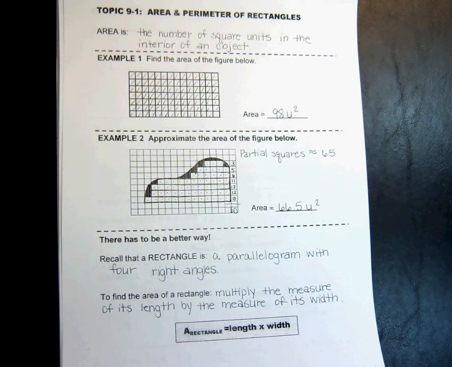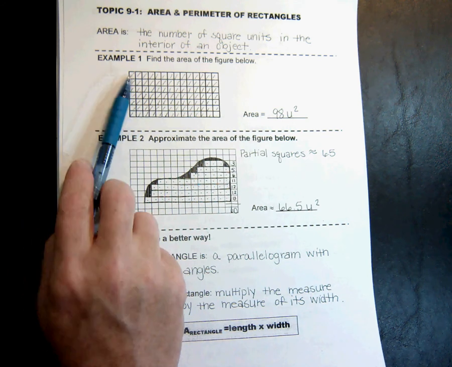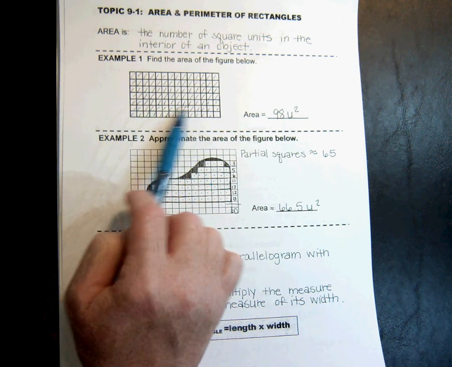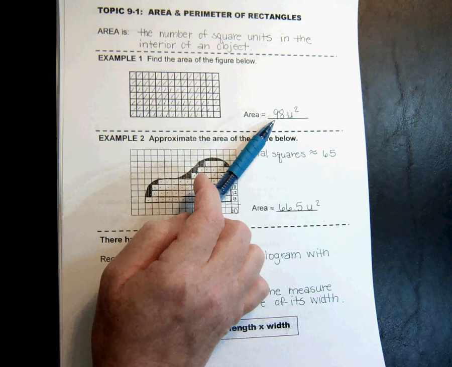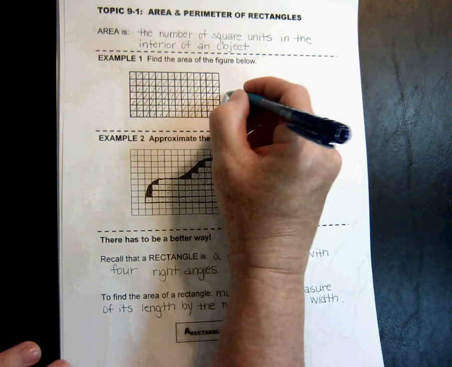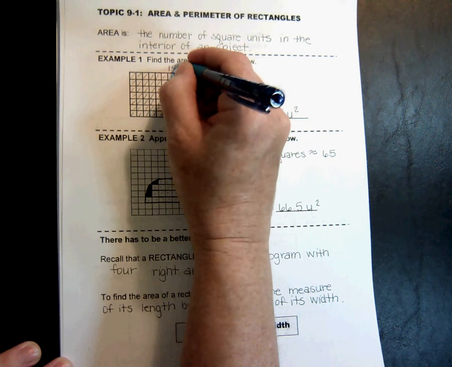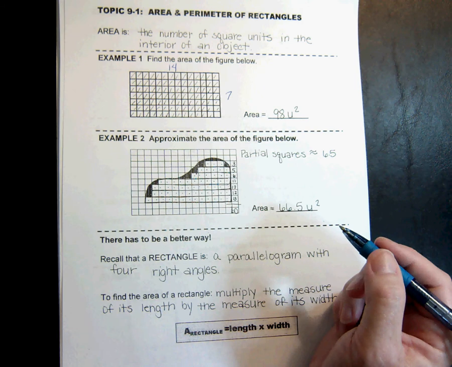Area is the number of square units in the interior of an object. So if you were given a grid like the first one and asked to find the area, you could just go and count all of the squares that you see inside this shape. You'd find that to be 98. It's actually 7 squares this way and 14 squares that direction. 7 times 14 is 98 units squared.